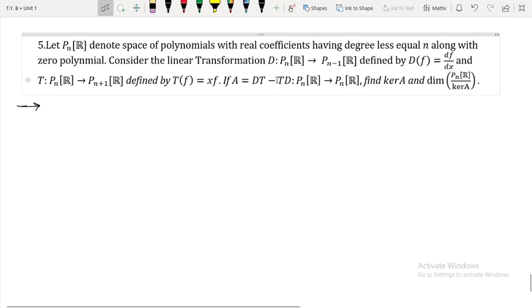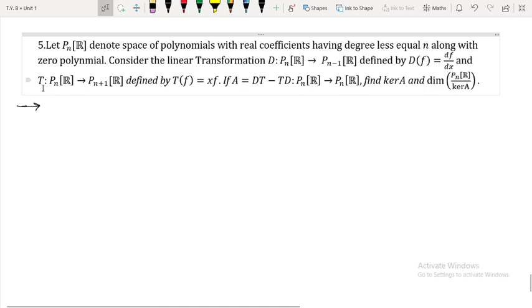In this case they have clearly mentioned that D is from Pn of r to what? Pn minus 1 of r. As we know, once we take the derivative, the degree is reduced by 1, right? Therefore this n minus 1 is here, and it is defined as D of f equal to df upon dx, meaning we are going to take the derivative of f.